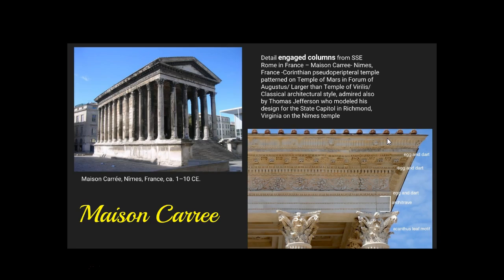This is the Masonry. We see the engaged columns. We see this egg and dart pattern, which was, I believe, a Grecian pattern.